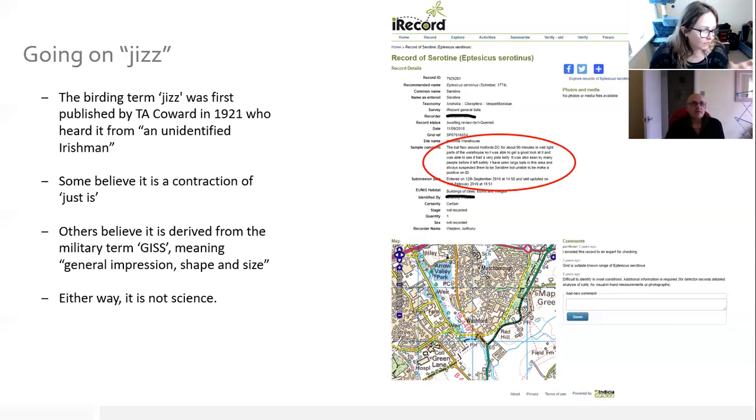Okay, so basically, if you have a look at this one, record of Serotine. The bat flew around Halfords for about 90 minutes in well lit parts of the warehouse. So I was able to get a good look at it and was able to see it had a very pale belly. It was also seen by many people before it left safely. I have seen large bats in this area and always suspect them to be Serotine, but unable to make a positive ID. So this person recorded what they were looking for.